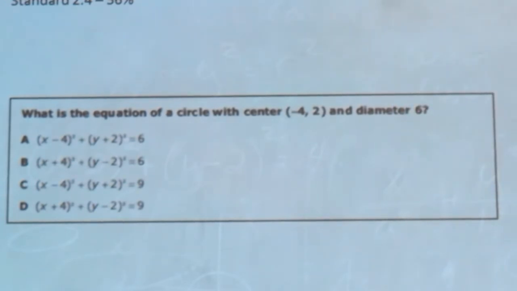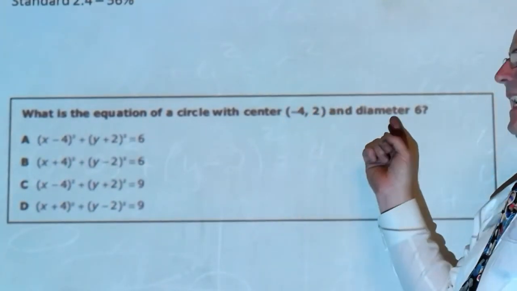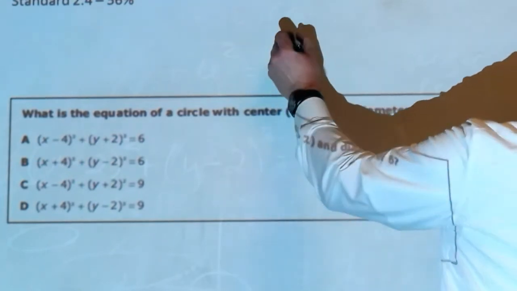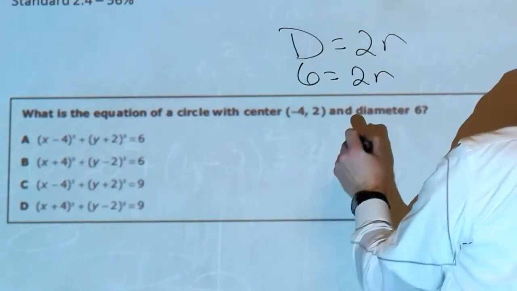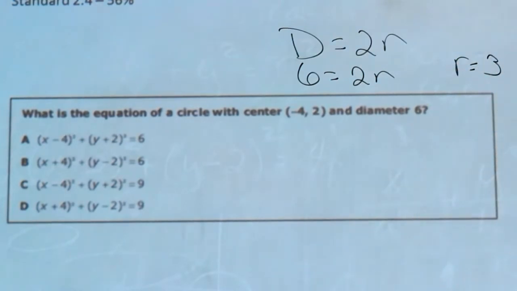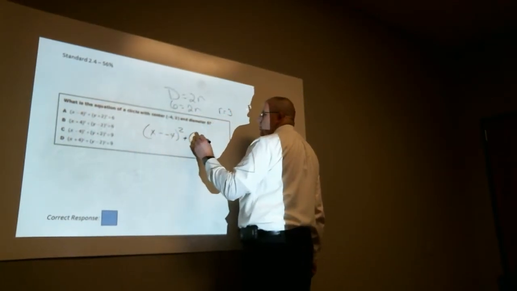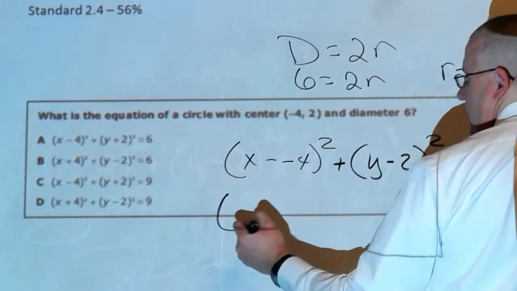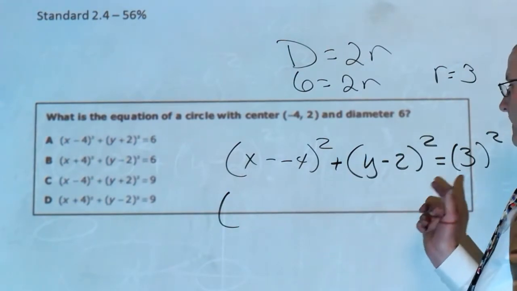What is the equation? Here's where you have to be careful. What is the equation of a circle with center here and diameter? Now, diameter is twice the radius, right? So if the diameter equals 2r, the diameter is 6, then my radius must be 3, right? So pretty simple. Now all I need to do is put it in the equation for a circle. X minus 4 squared plus y minus 2 squared equals 3 squared. Remember that's x minus something squared, y minus something squared equals r squared.